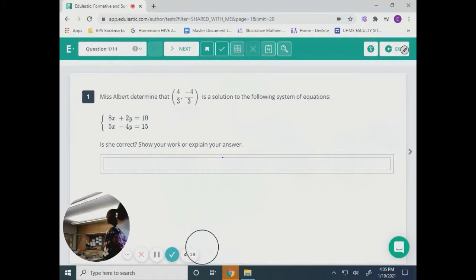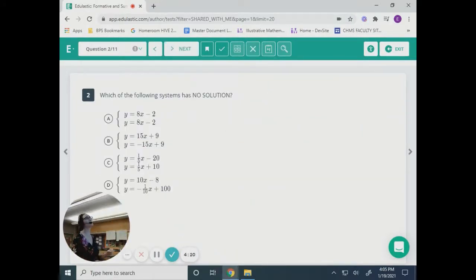Okay, let's take a look at number 2. It says, which of the following systems has no solutions? If we look at these, we know that they are in y equals mx plus b, or slope-intercept form.